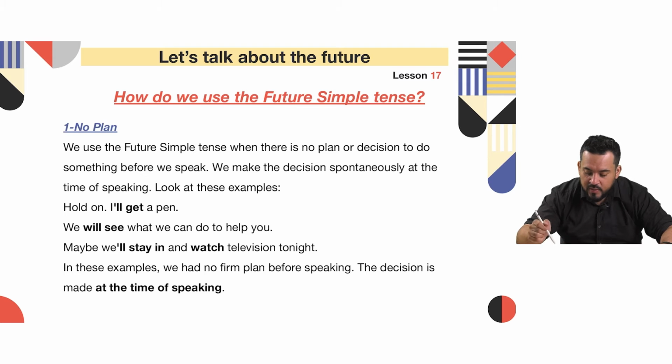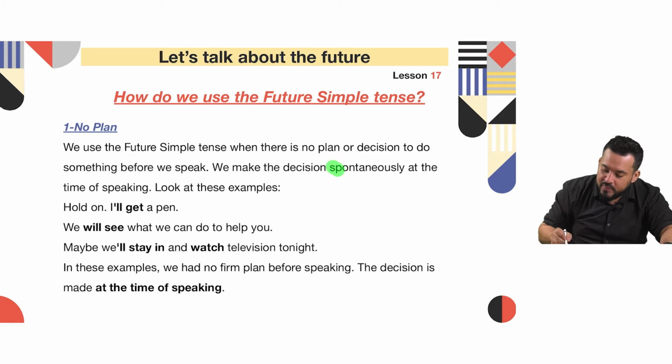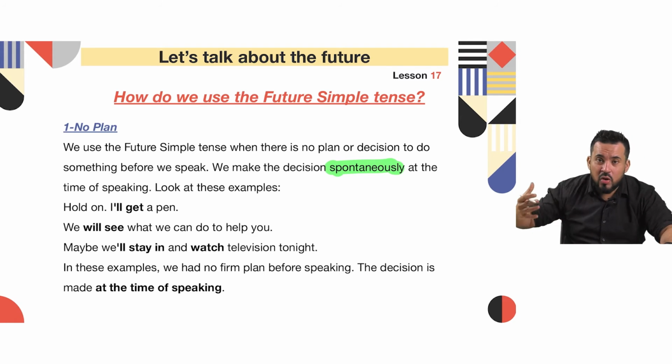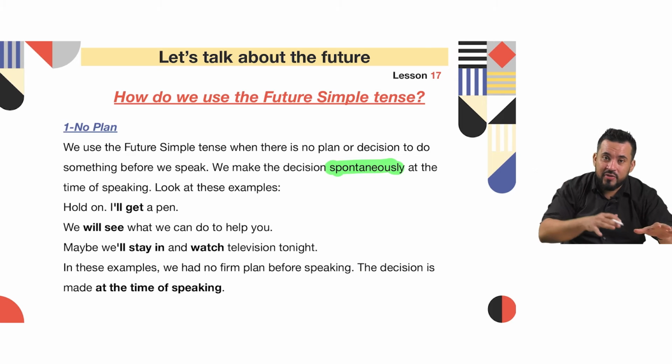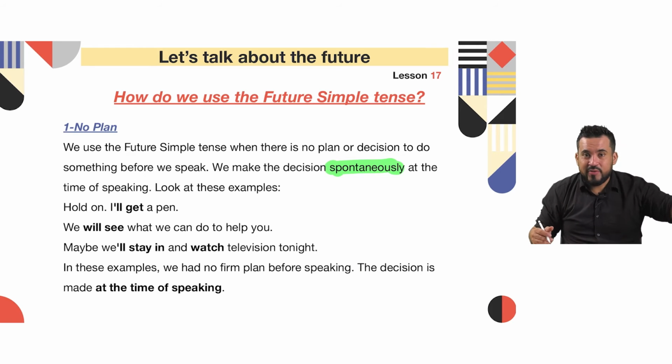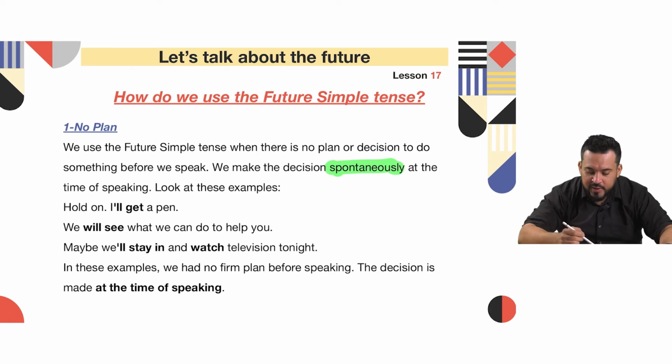Okay, we make the decision spontaneously. What does that mean? Spontaneously means we make it as we go along. We don't think about it. We just decide now and we do it now. There is no plan. There is no prior thinking about the topic. We decide and we do right away without thinking ahead. So a spontaneous decision is a decision that is made at the time of speaking.